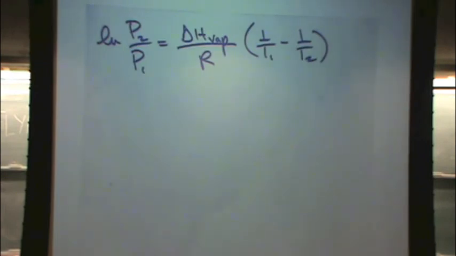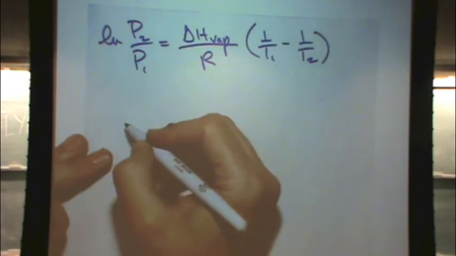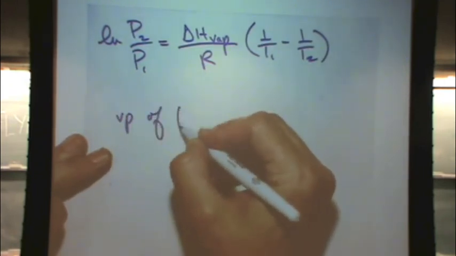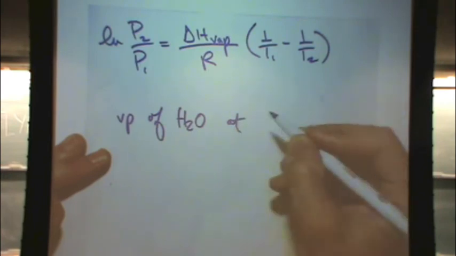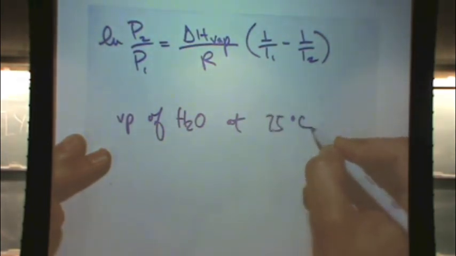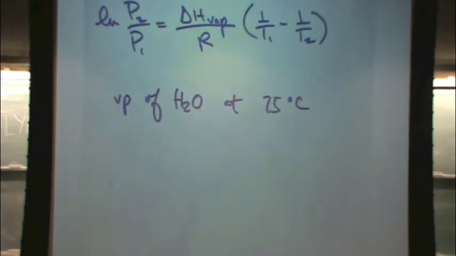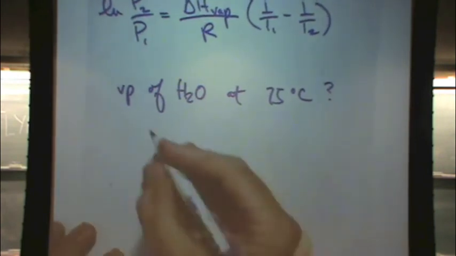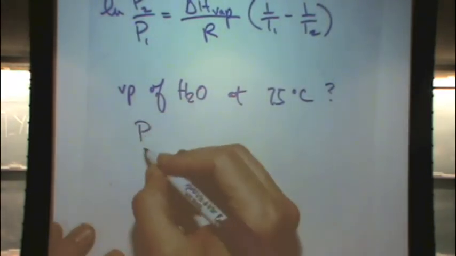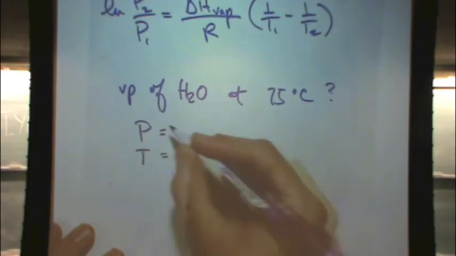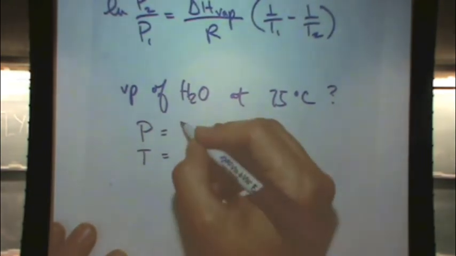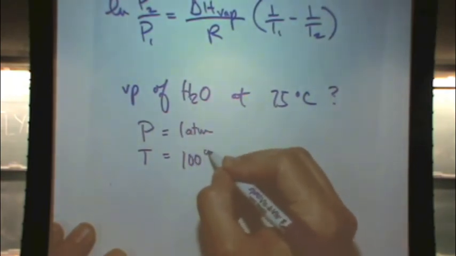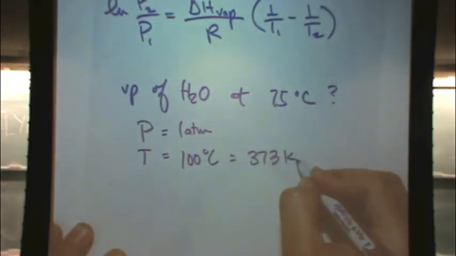All right. So, let's say we wanted the vapor pressure of water at 75 degrees C. Okay? Let's say that was my question. What's the vapor pressure of water at 75 degrees C? Well, because we're working with water, there's a couple things we know. First of all, we know the normal boiling point. What's the pressure at the normal boiling point? 1 atm, and this would be 100 degrees C or 373 degrees Kelvin.